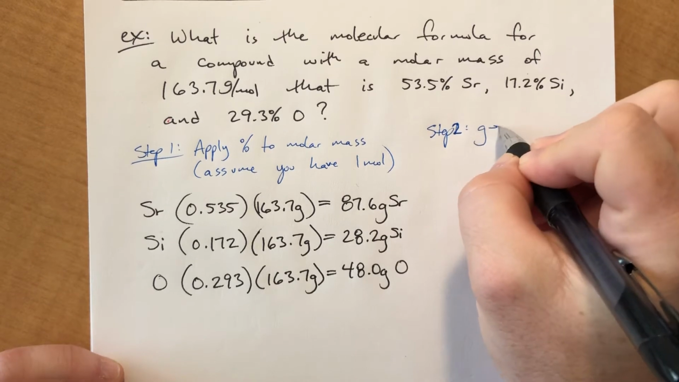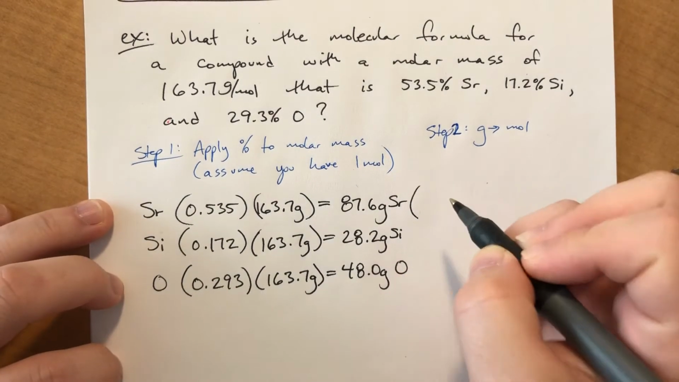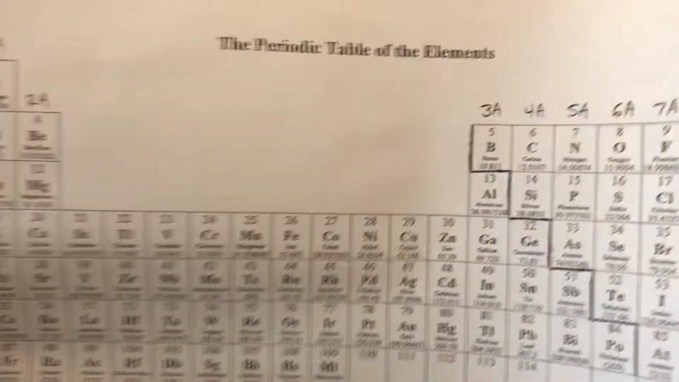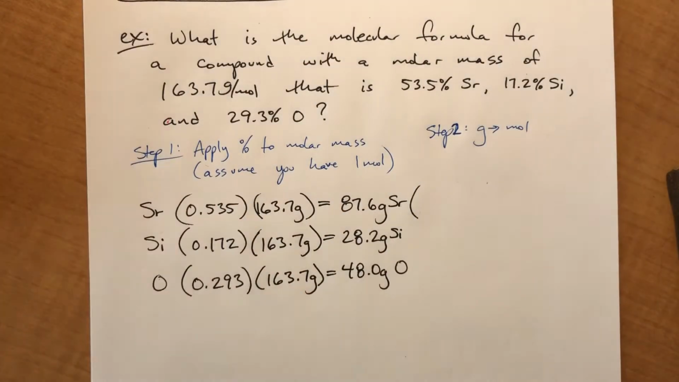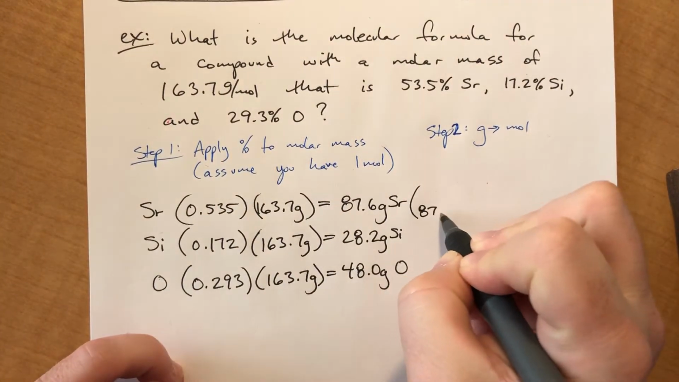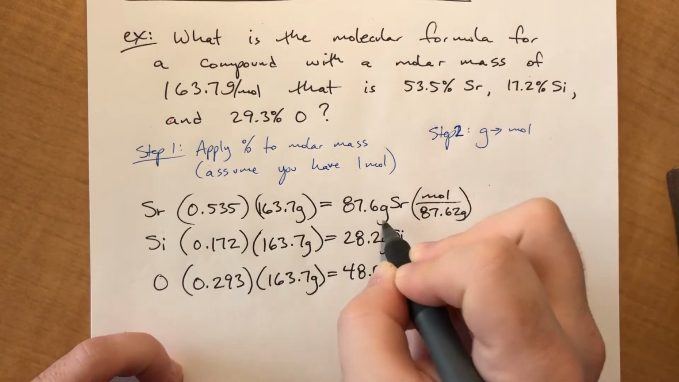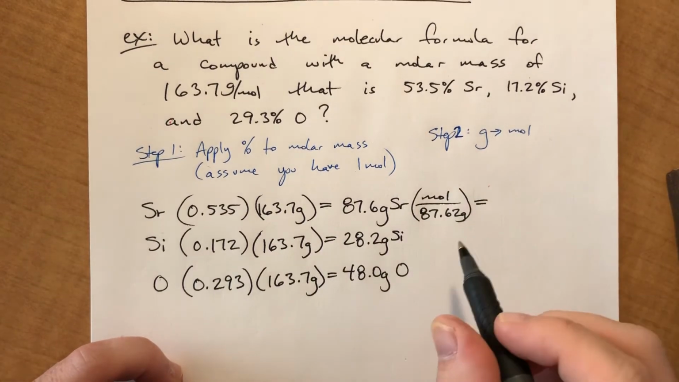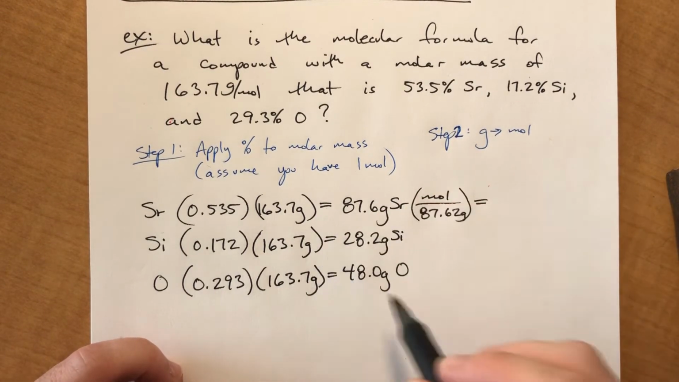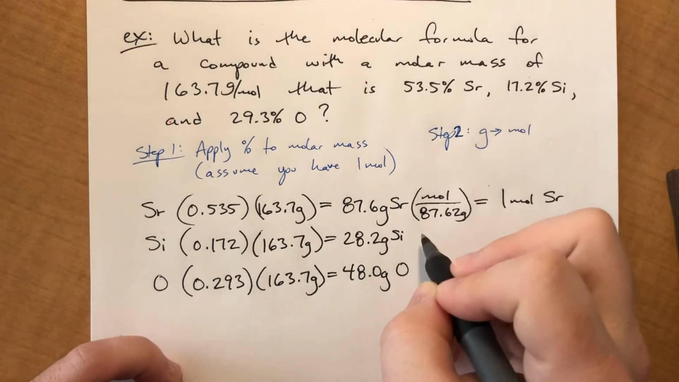Step 2: convert from grams to moles, kind of like we did in the first step of the empirical problems. For strontium, we look it up on the periodic table. Its value is 87.62 grams per mole. You'll notice that 87.6 divided by 87.6 is essentially 1. We are looking for nice whole numbers here because we're looking for subscripts. So we should have 1 mole of strontium.